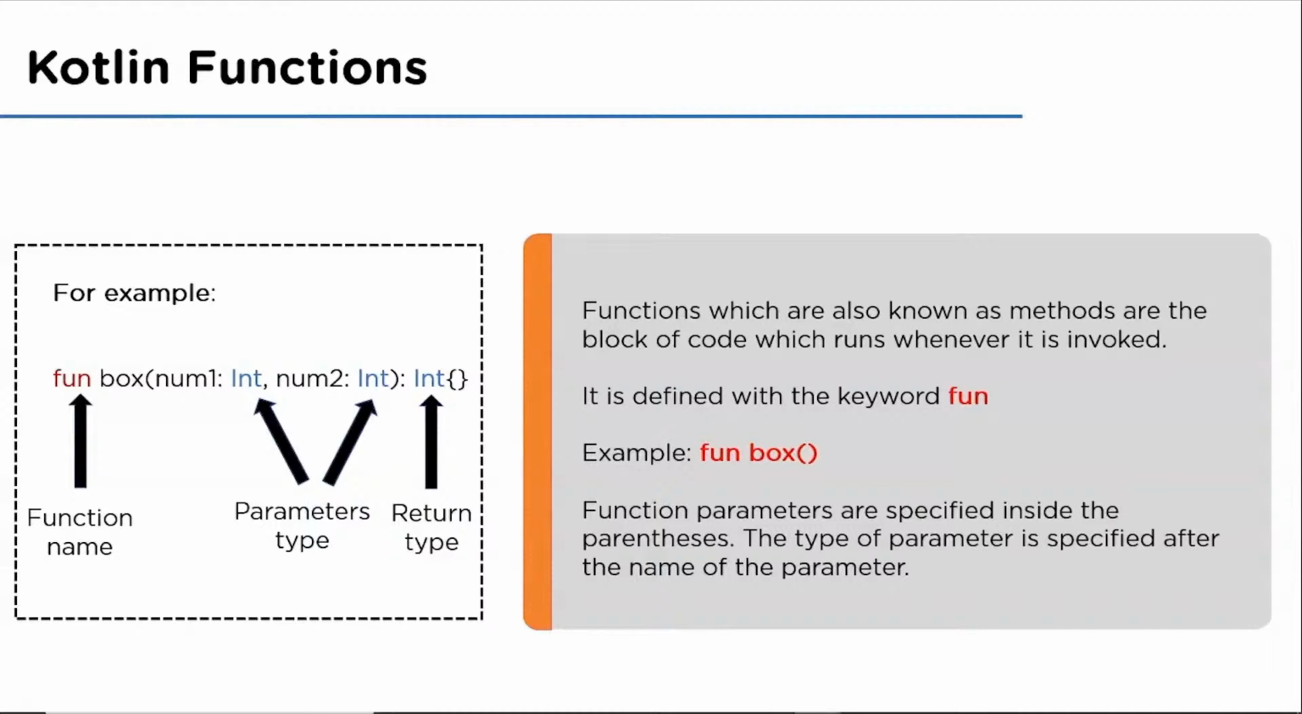As we can see in the example, fun is the keyword, then the name of the function, num1 and num2 are the parameter names, Int is the type of the parameters, then after the colon there is another Int data type, which is the return type. That means it is the data type of the value which is returned. So these were some important topics of Kotlin language. Now let's go to the code editor and do some practical implementations.